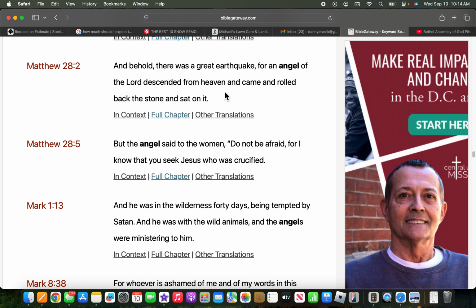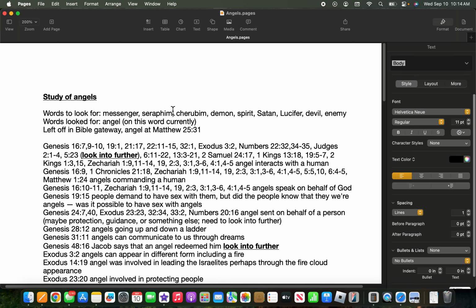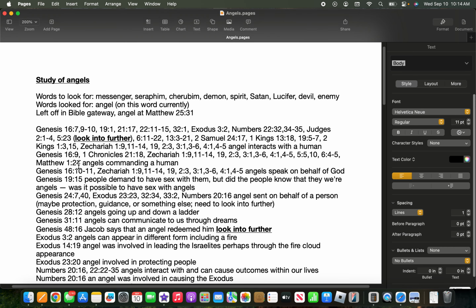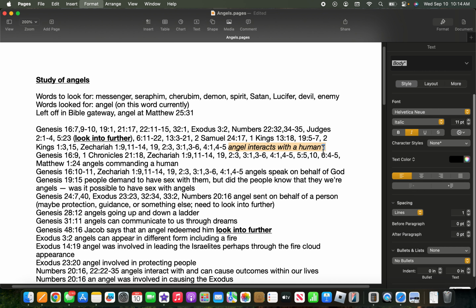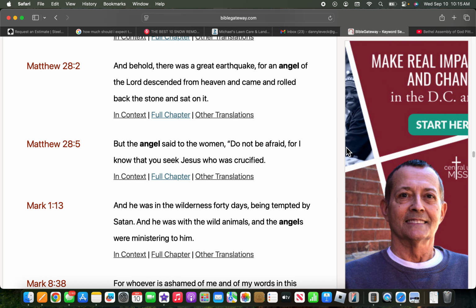Then 28:2, for an angel of the Lord descended from heaven and came and rolled back the stone. Okay, so at the resurrection, and we have a lot of that, angels interacting with human beings. There we go. Angels interact. I need to make that stand out a little more. Angel interacts with a human. So we see that happening a lot. And we're going to add to that Matthew 28:2.